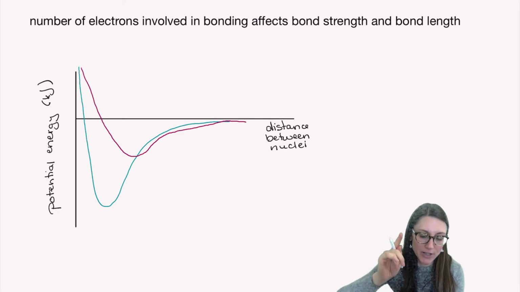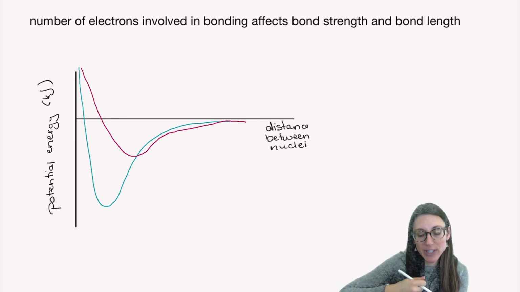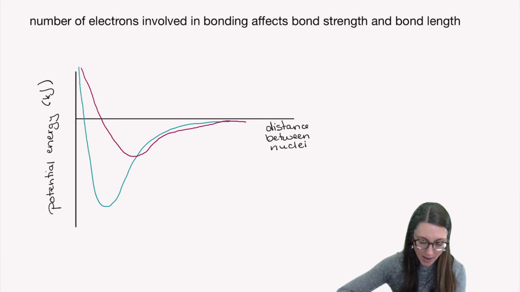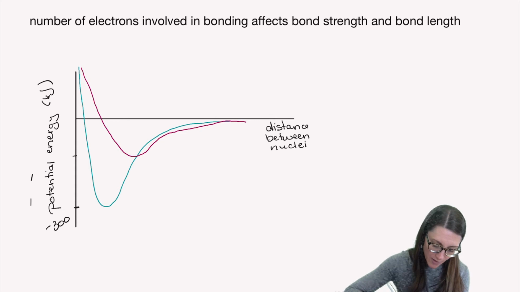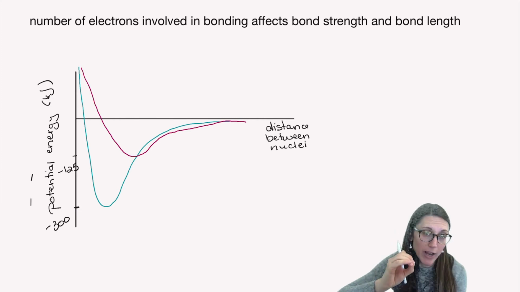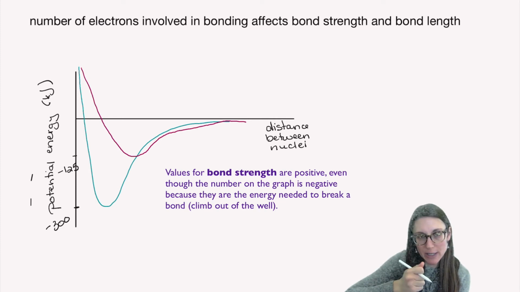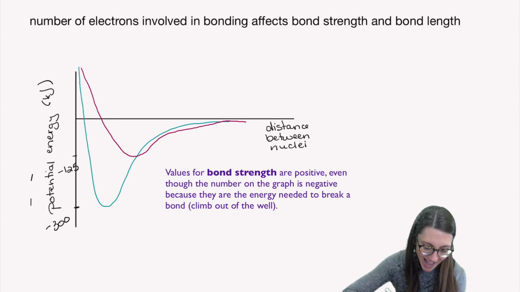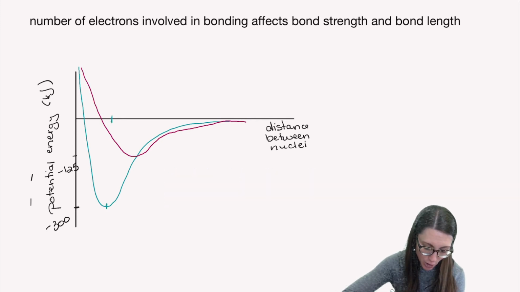The number of electrons you have involved in your bond will affect the bond strength and the average bond length. So if I take a look at two different potential energy diagrams here, we can see that one is deeper, so it has a deeper potential energy, so maybe negative 300 kilojoules per mole, whereas the other one is shallower up here, maybe at only like negative 125. That's your bond strength, how much energy it would take to rip those atoms back apart. So your bond strength is impacted by the number of electrons involved in the bond, as is the average bond length. So your average bond length is found at the distance that has the lowest potential energy.